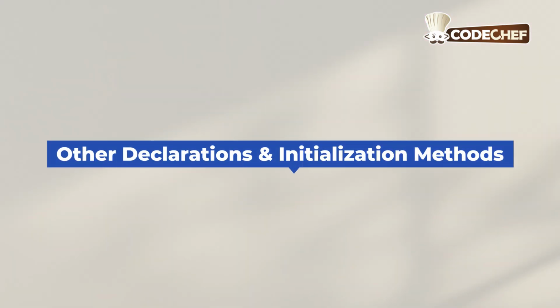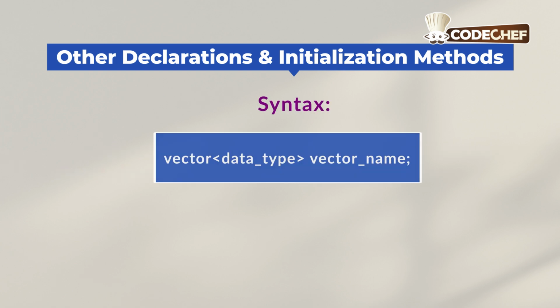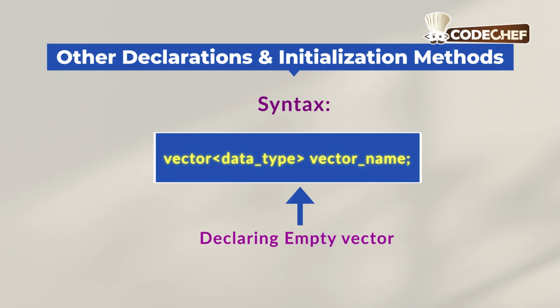Other declarations and initialization methods. C++ gives many more ways to initialize vectors depending on your use case. First type of syntax is vector, then in angular braces data type, and then vector name, semicolon. This is the one that we have already discussed, and it is an empty vector.